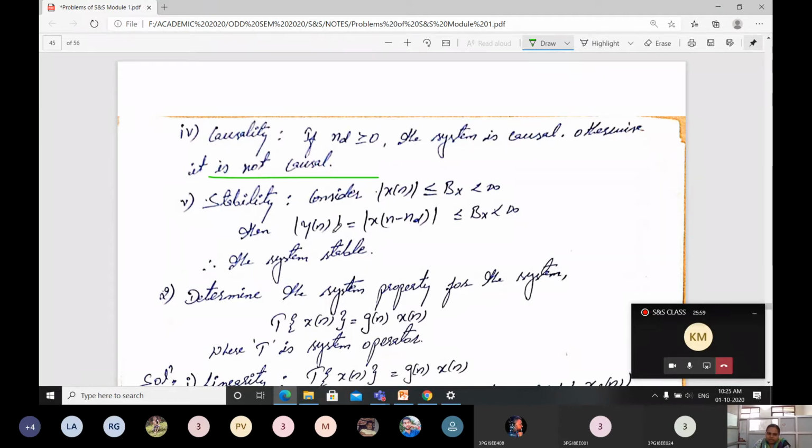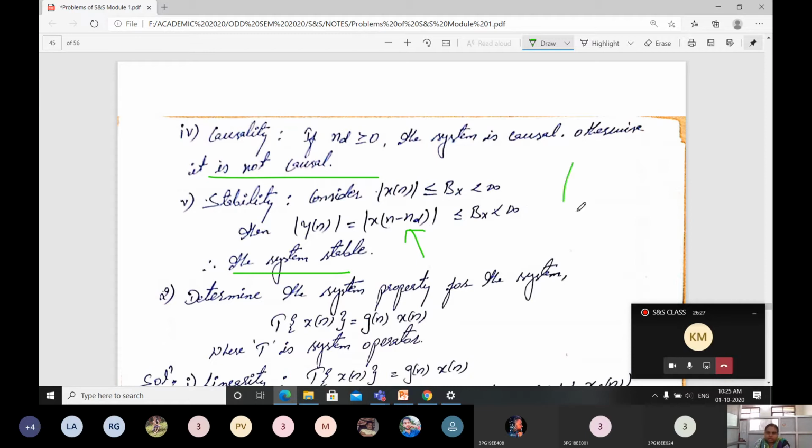Then y of n, that is going to be, what is our x of n here? x of n minus nd. So again, within bounded values only I will be getting the output for the system. So that is also within the limit of infinity. Therefore we can tell that the system is stable. Almost all the systems are stable with a particular time.